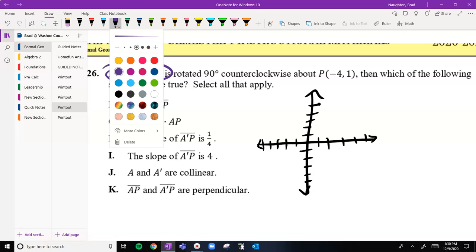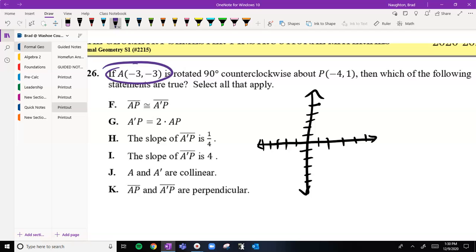So I've got a problem with this example, and we'll get to it in just a second. Negative 3, negative 3. So that's going to be right here at A. It says we're going to rotate around the point negative 4, 1. So negative 4, 1. 1, 2, 3, 4, 1. Is this going to be my point P?